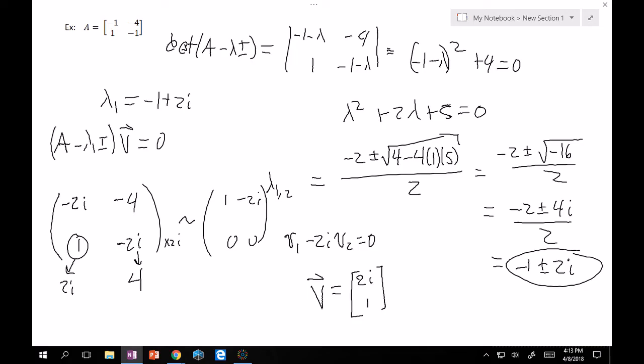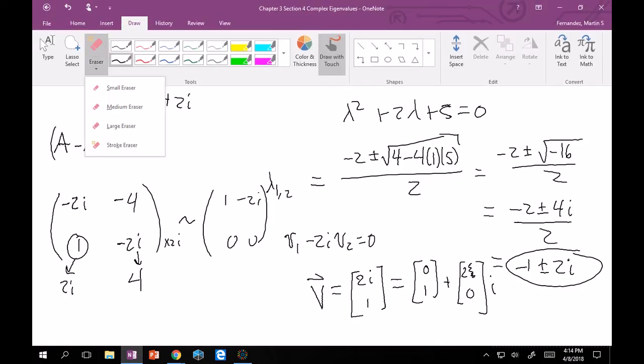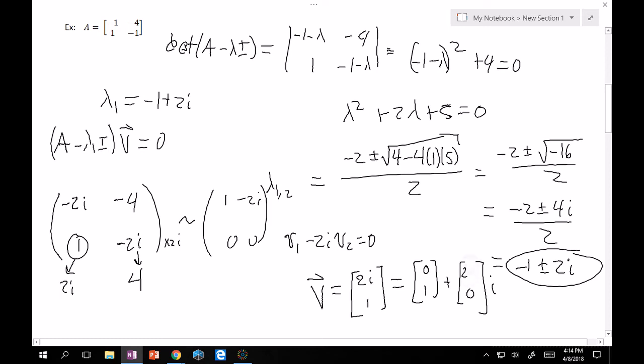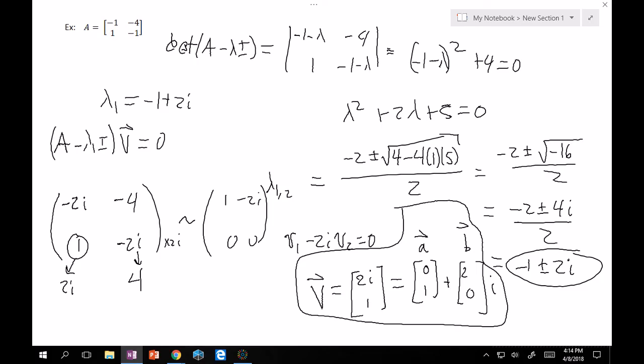That makes sense. And then remember the other step is to split this up into real and imaginary parts. So this is really equal to 0, 1 plus 2, 0, which I should really just write like that with an i out in the front. So let me erase that. Great. And so this would be my A vector, and this would be my B vector.